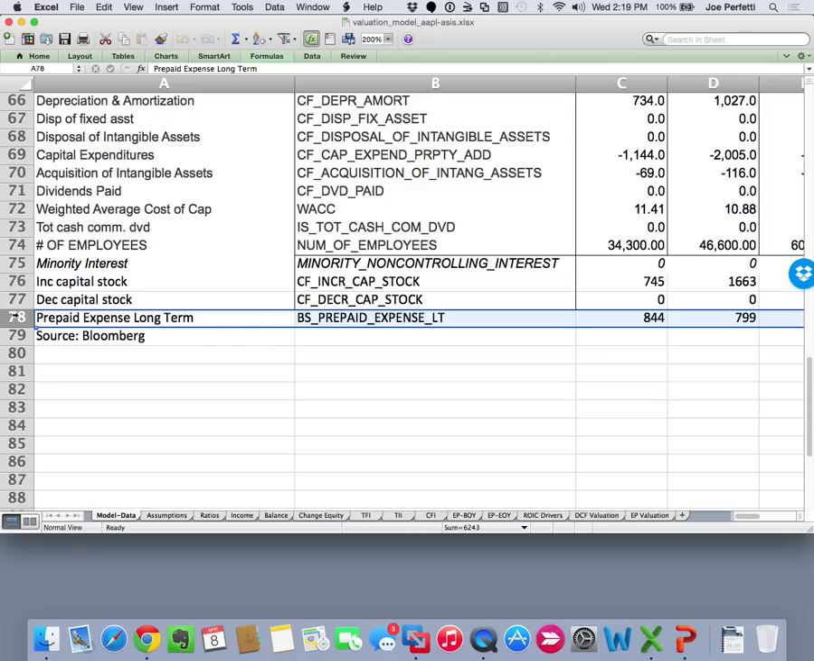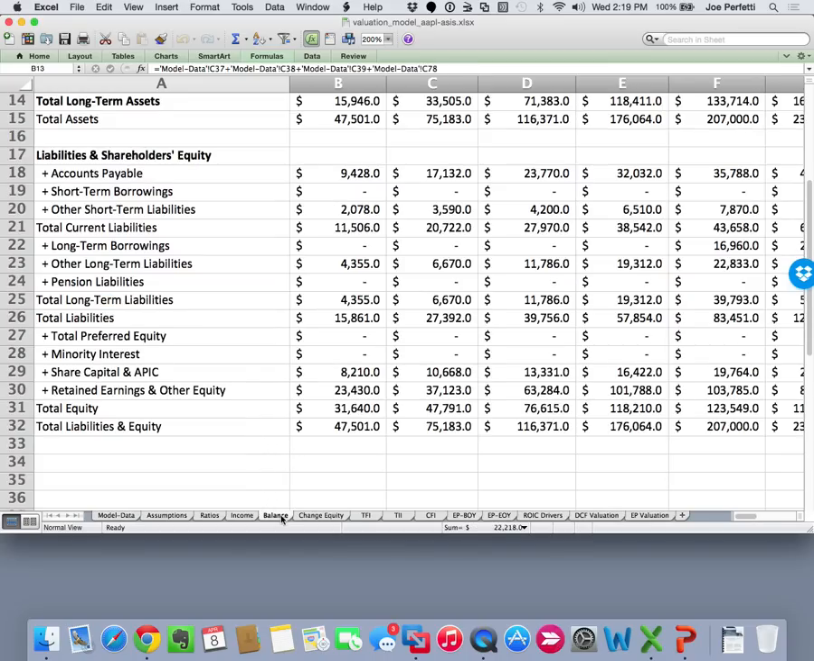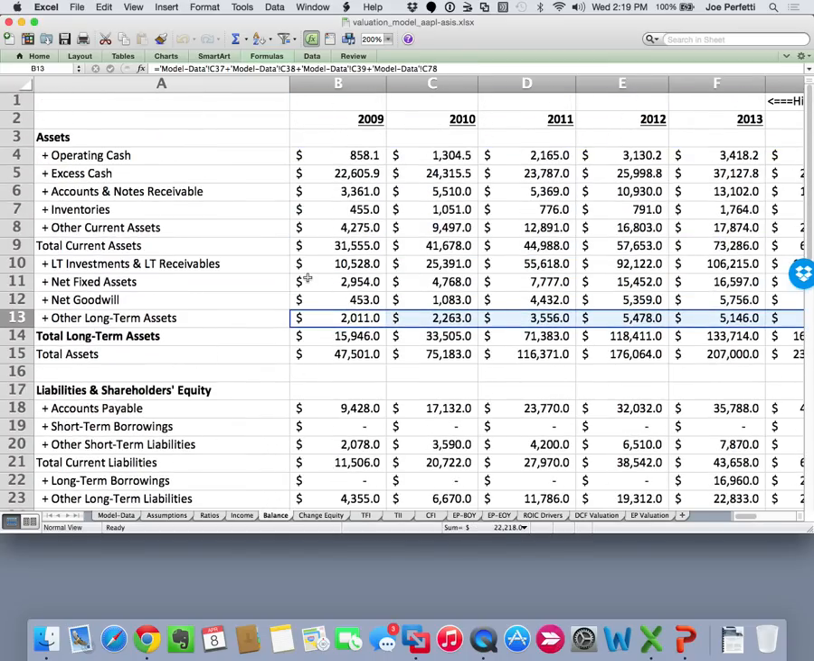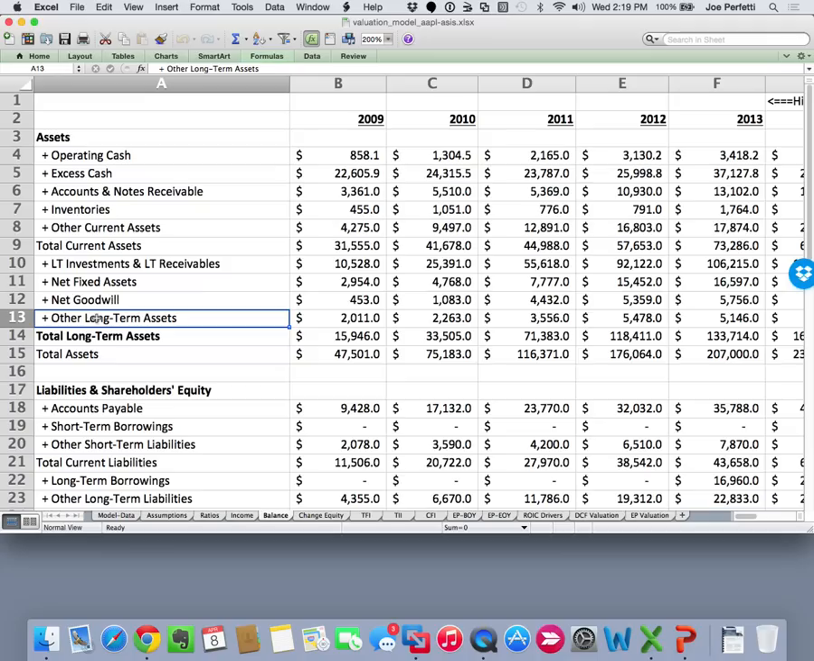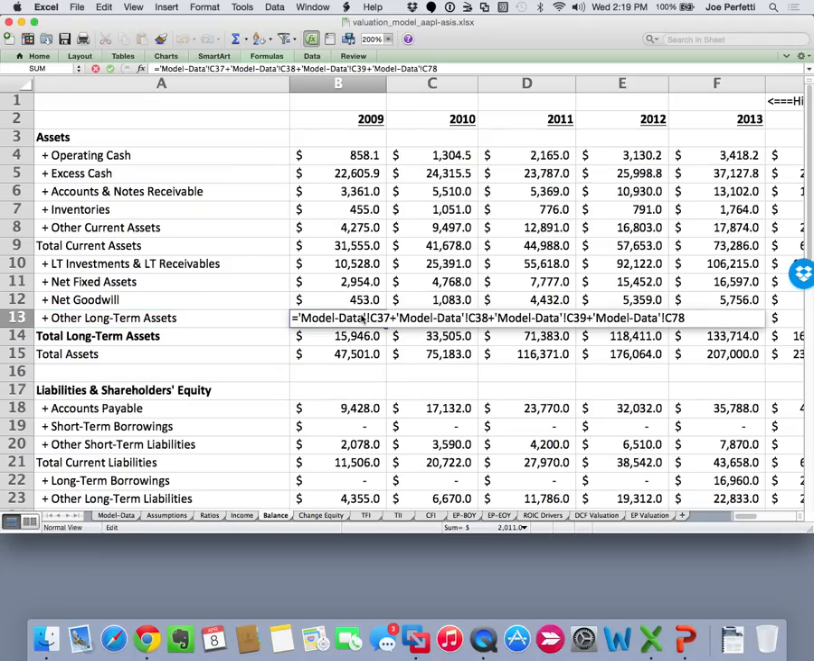That should be row 78, the very last item, so that way when you do your assignments, you export it and it's there. So then the question is, how do we hook it to the balance sheet? I took the lazy way out. I went to the balance sheet, and I said, okay, I'm going to call that a long-term asset, and I just took the long-term assets, and I added in model data tab, row 78, C78. Okay? So that was the easy way to do it.